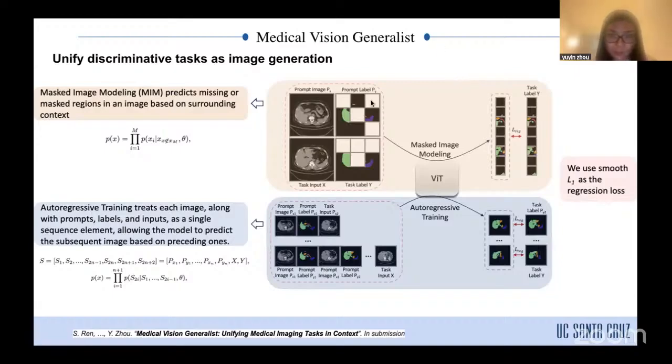So this is our training pipeline. We have integrated the mask image modeling, which predicts the missing or masked regions in an image based on the surrounding context. We also use the autoregressive training, which is similar to the GPT style training that treats each image along with the prompts, labels, and inputs as a single sequence element, allowing the model to predict the subsequent image based on the preceding ones.